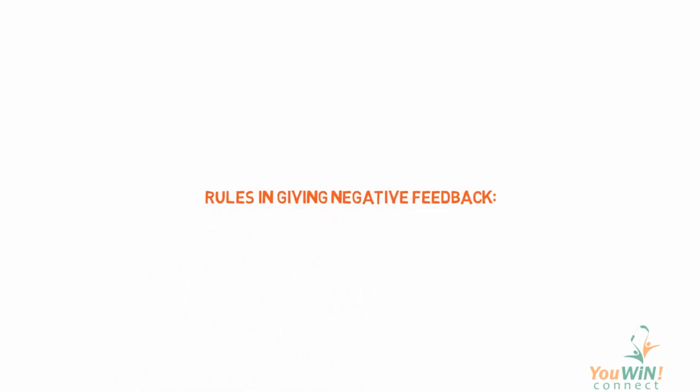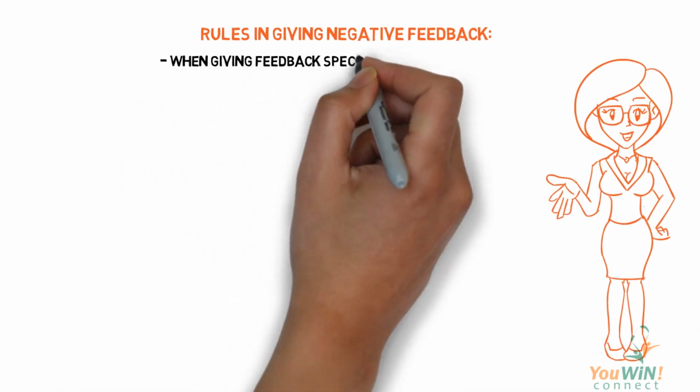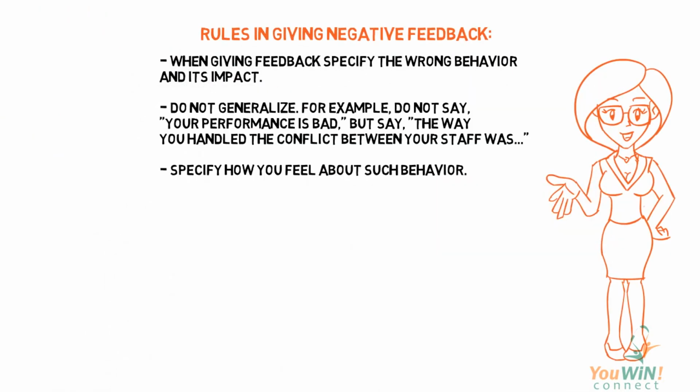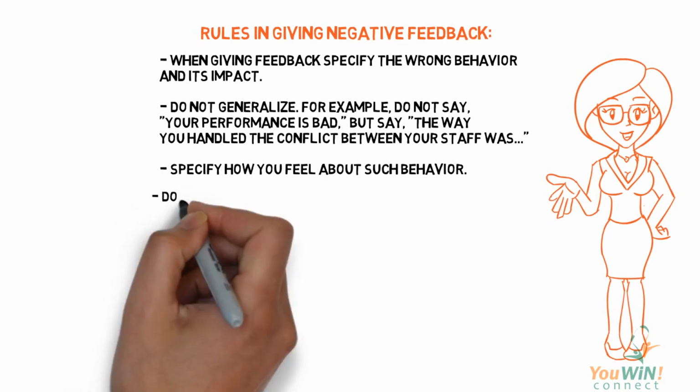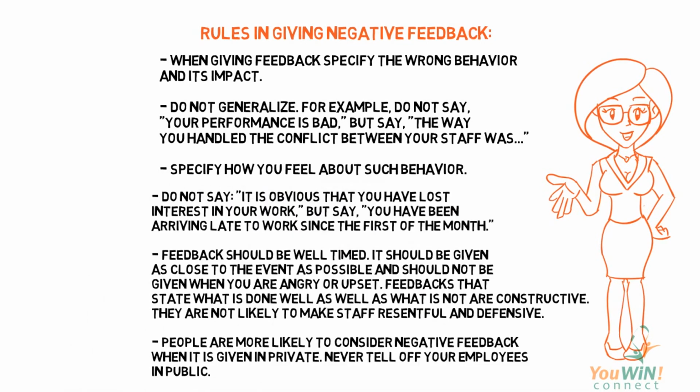Rules in giving negative feedback. When giving feedback, always specify the wrong behavior and its impact. Don't generalize. For example, don't say, "Your performance is bad," but rather say, "The way you handled the conflict between your staff was this, that, or that." Always specify how you feel about such behavior. Don't say to the staff, "It is obvious that you have lost interest in your work," but rather say, "You have been arriving late to work since the beginning of the month."